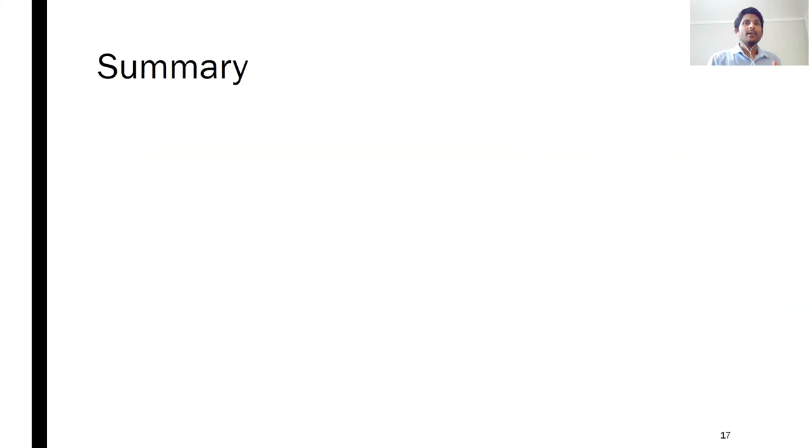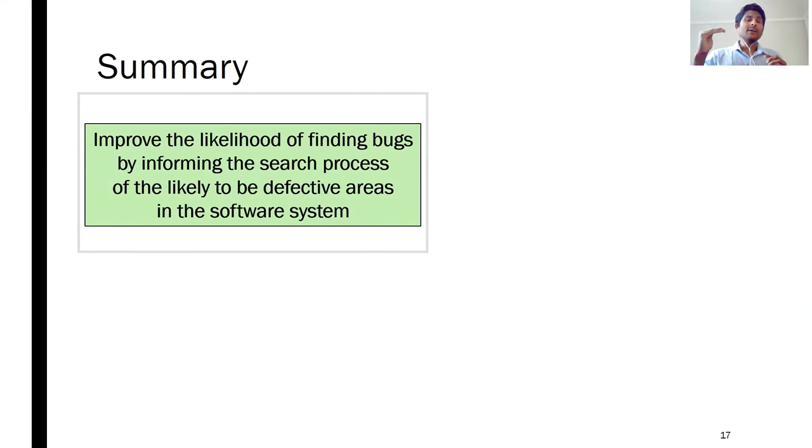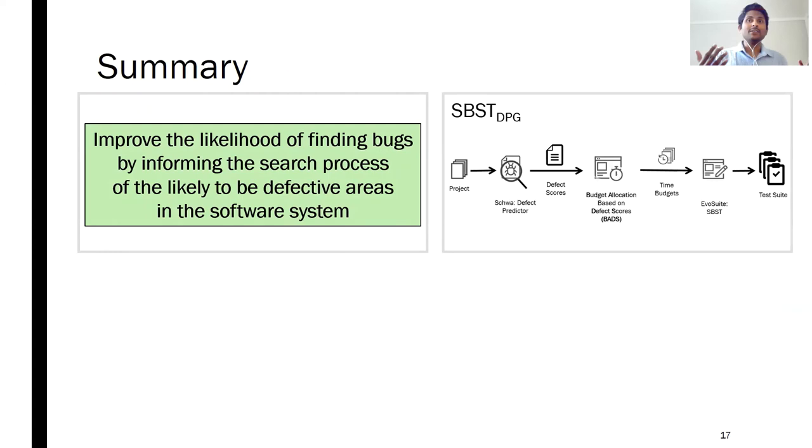Finally, I would like to summarize the presentation with the following key points from our research. First, we hypothesize that we can improve the likelihood of finding bugs by informing the search process of the likely to be defective areas in the software system. Then we introduced a novel approach called SBST DPG that combines class level defect prediction and SBST to efficiently find bugs in a resource constrained environment.